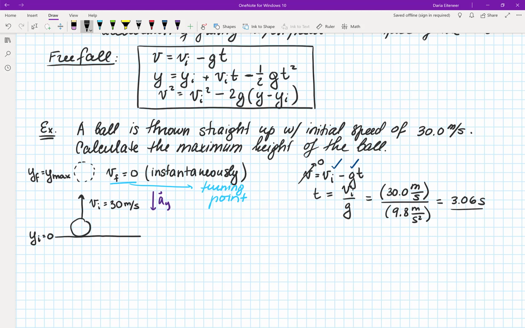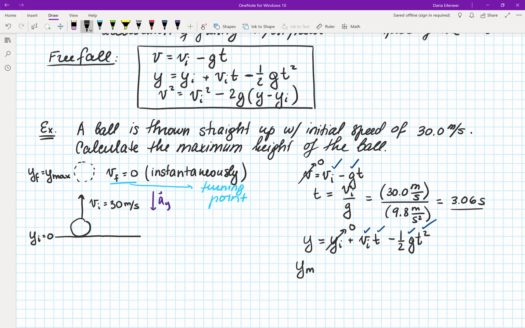Okay, well, that's something, but it doesn't give us the final answer yet, right? We need to solve for y max. Which of the other two equations is going to give us a way to solve for y max? The y equation, right? So y is equal to y initial plus v initial t minus 1/2 gt squared. We said that y initial was 0, and we're solving for y max, right? So we have initial velocity, we already solved for time, we know what g is, so now we have enough information to plug everything in.